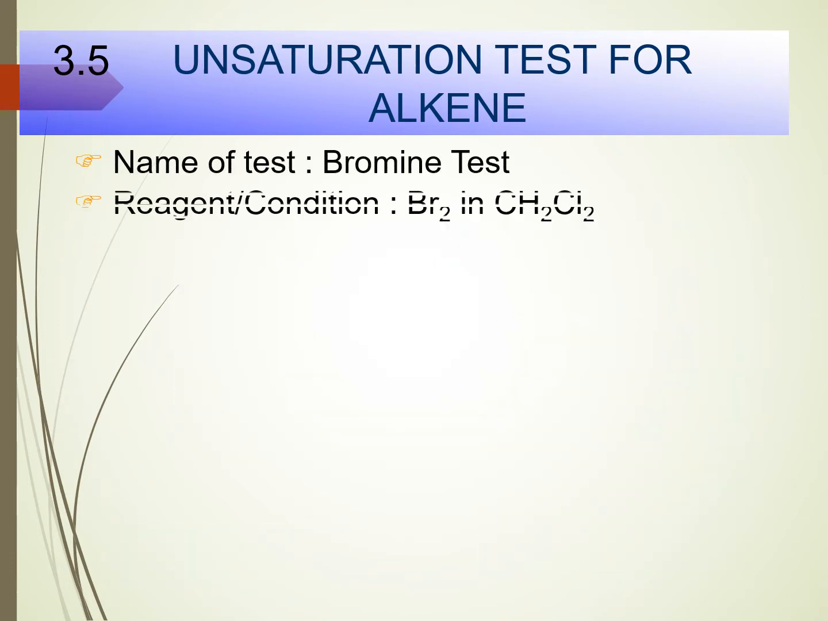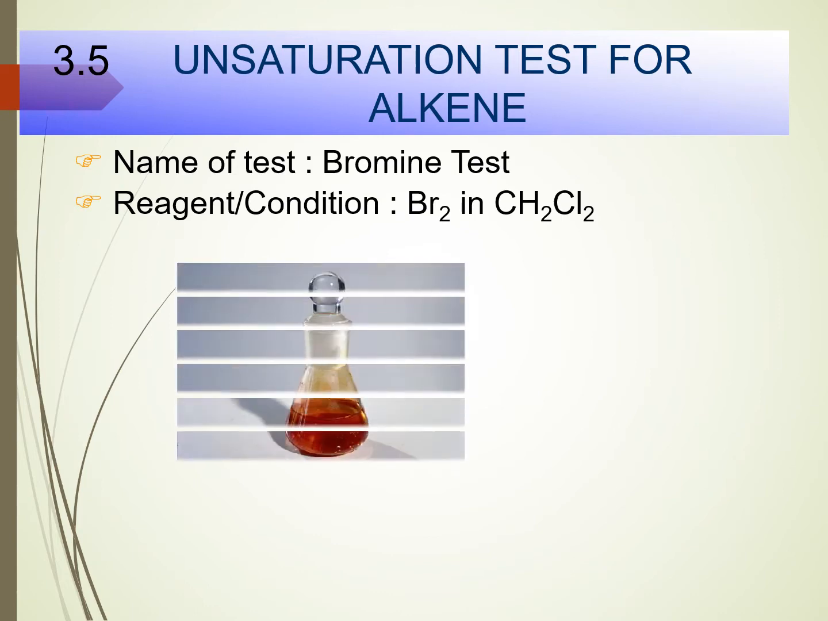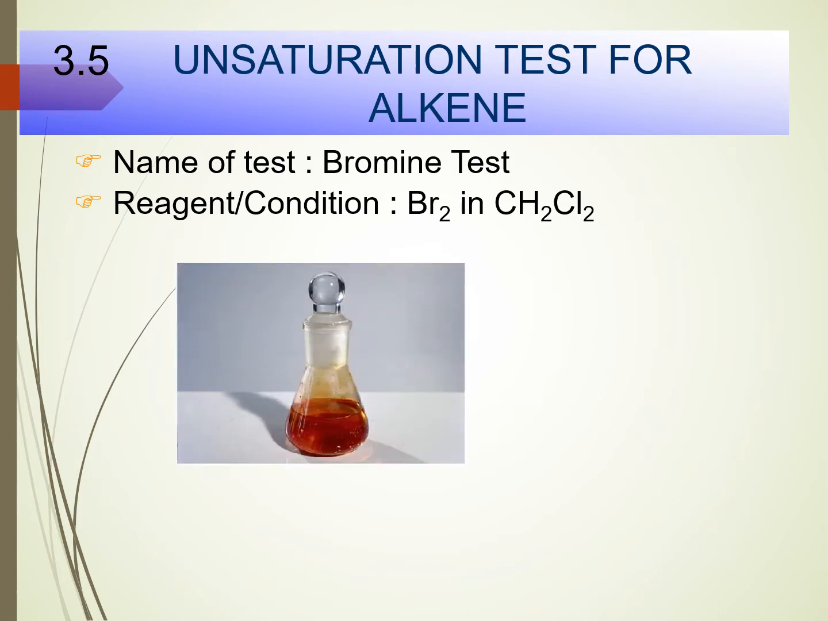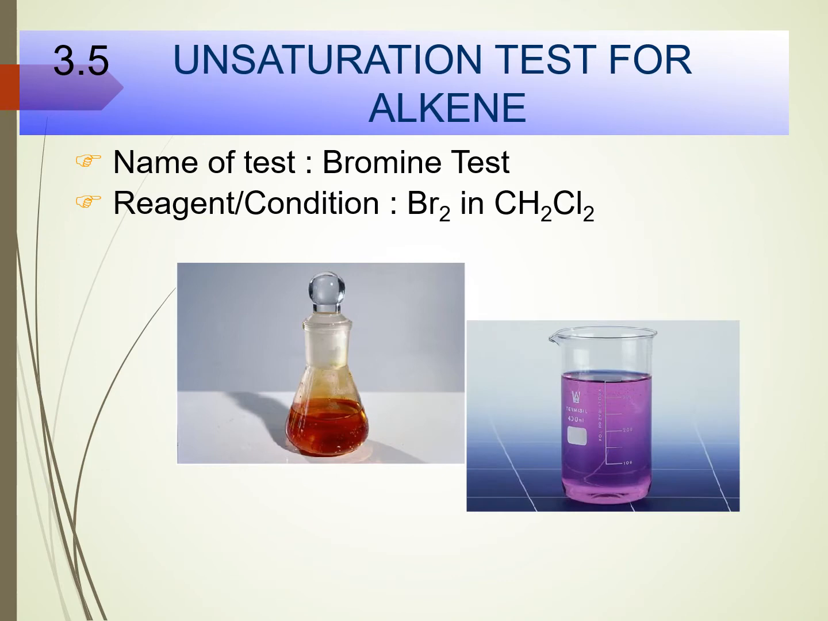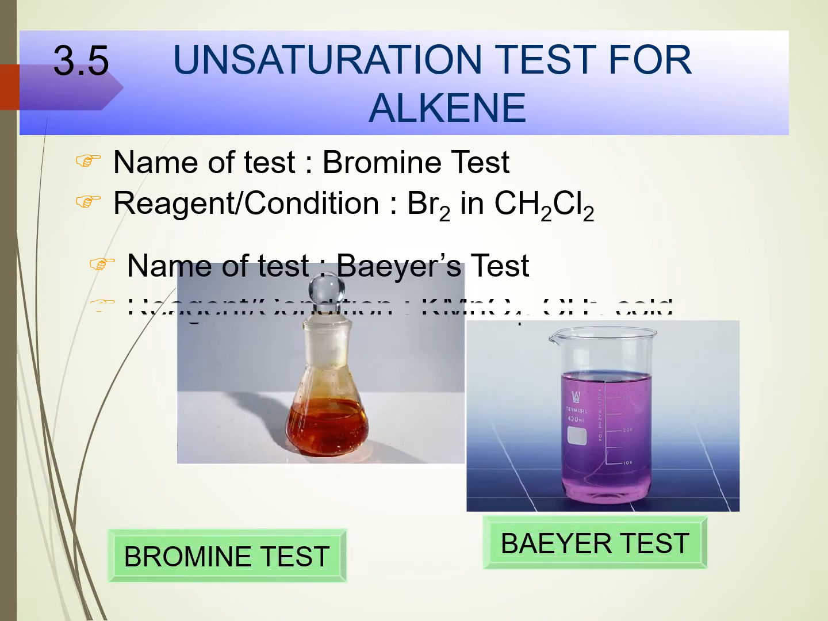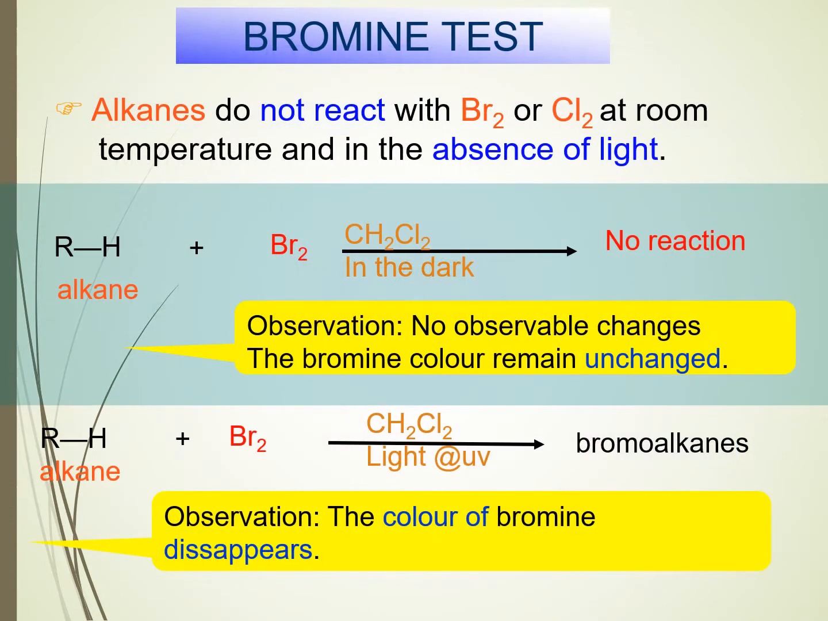For the bromine test, the reagent and condition used is bromine in dichloromethane, whereas for the Baeyer's test, the reagent used is KMnO4, OH-, cold. The first test that you can use to differentiate alkane and alkene is the bromine test.